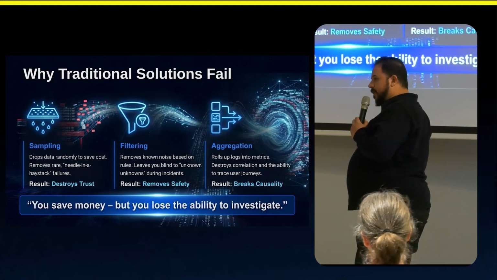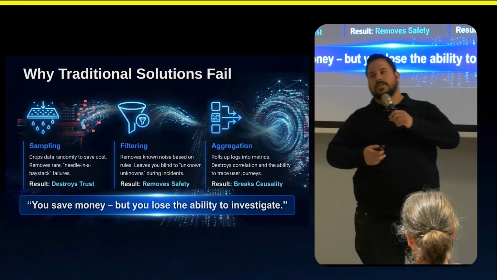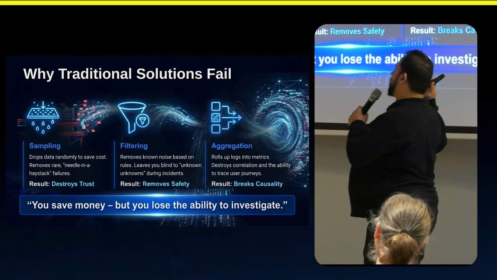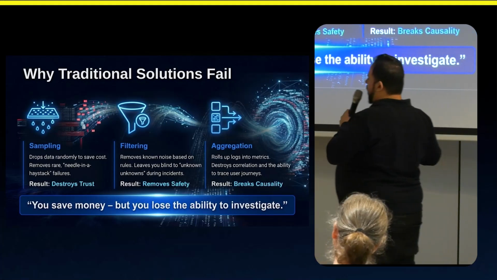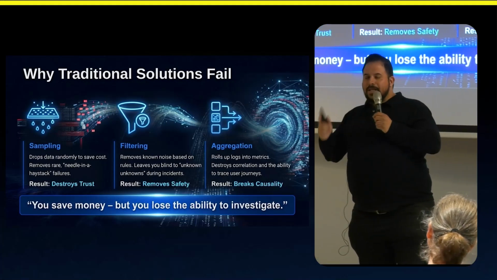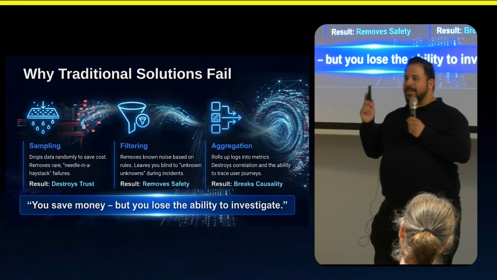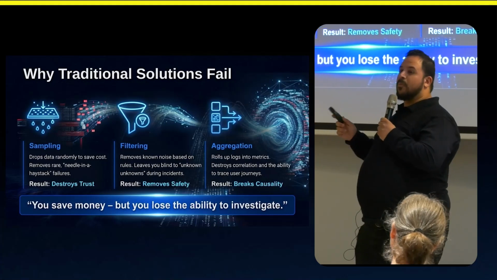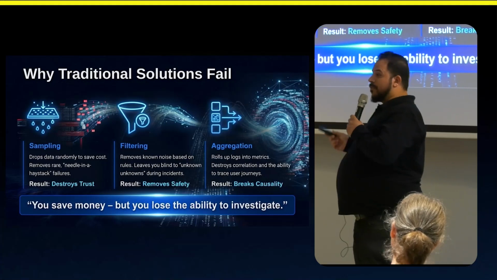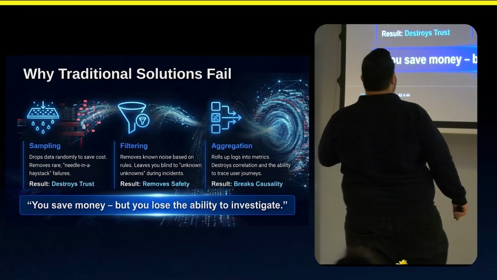The second thing we did is filtering. Okay, let's filter. Let's put smart rules in the agent, in the observability platform. But the problem is that when an incident happens, and I'm with a crowd here of DevOps, you know that the incident happens when the unknown of unknowns happen, not what you actually knew. So the rule didn't catch it, and you missed the actual data that you needed.